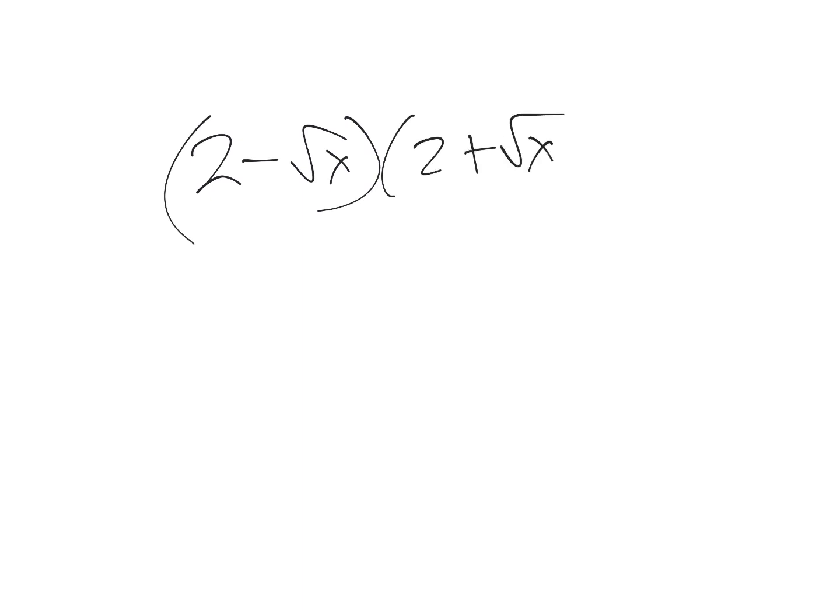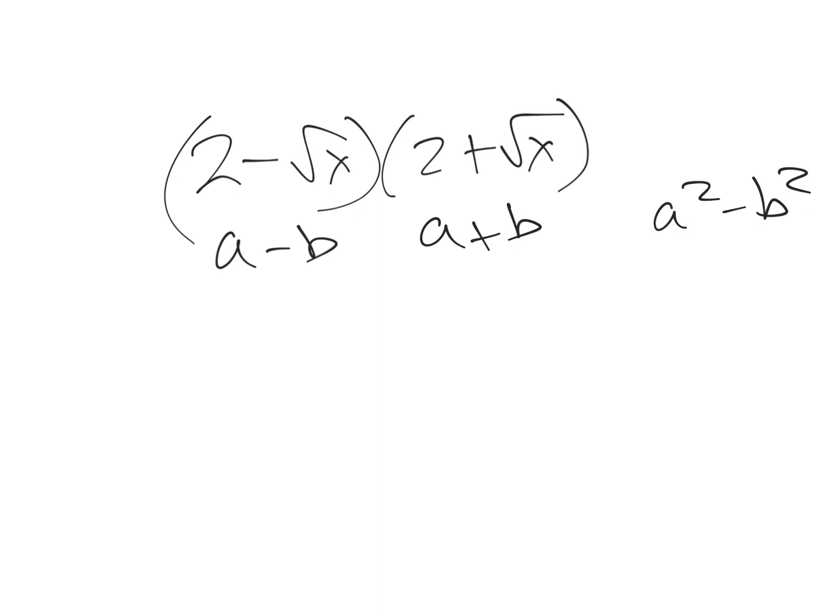Oh, what about these types of problems? Smarty pants. 2 minus the square root of x and 2 plus the square root of x. Begin. Okay, so what you should recognize is this is a minus b, a plus b, and you get a squared minus b squared, which is you square the first, you get 4, and you square the second, you get x, and put a minus sign between it. That's your answer. Do this.